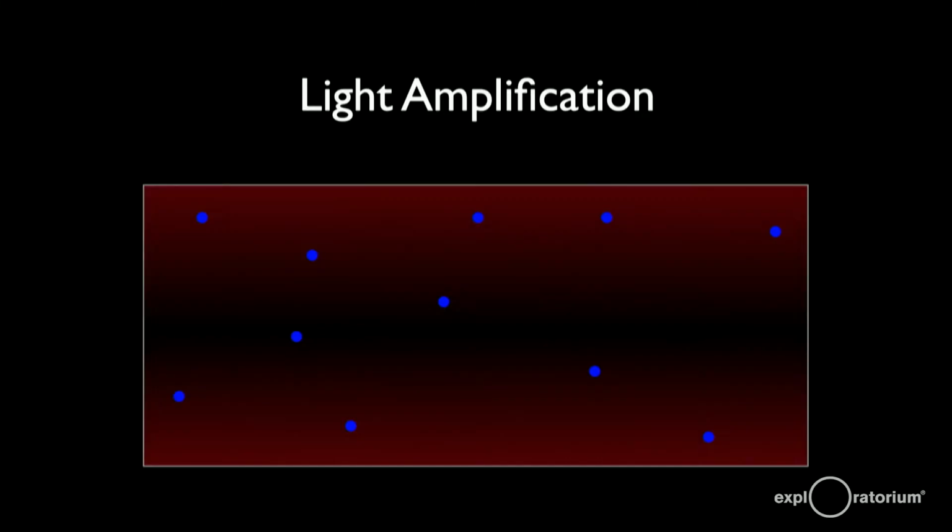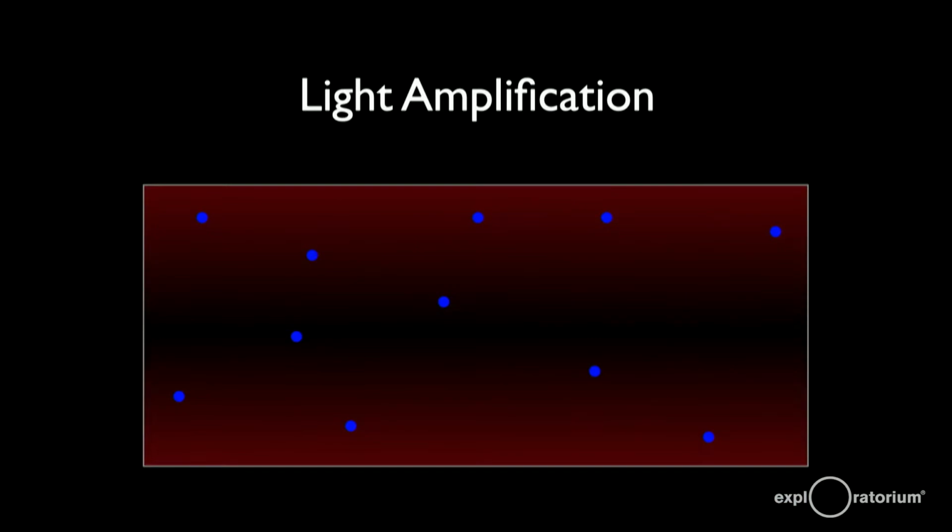So here we are, we have a rod with a bunch of unexcited atoms in it. Let's excite them by, say, flashing a flash lamp at it. So let's do that. Here we go. Bang, bang, bang, bang, bang. Now all the atoms are excited, and they can't de-excite.